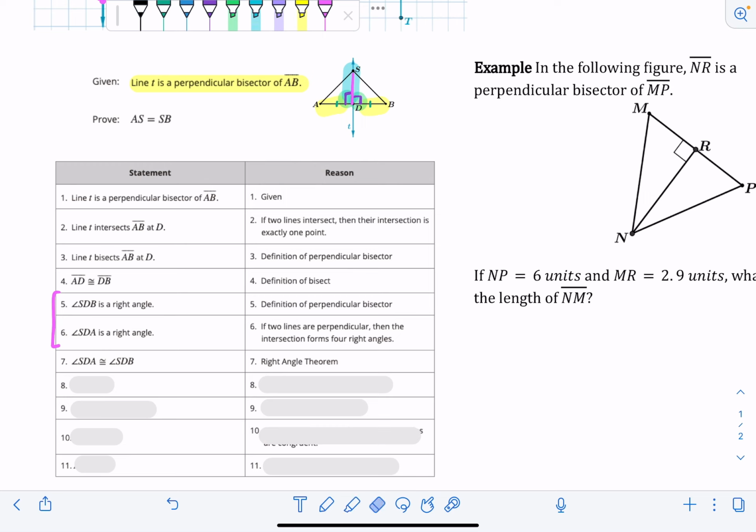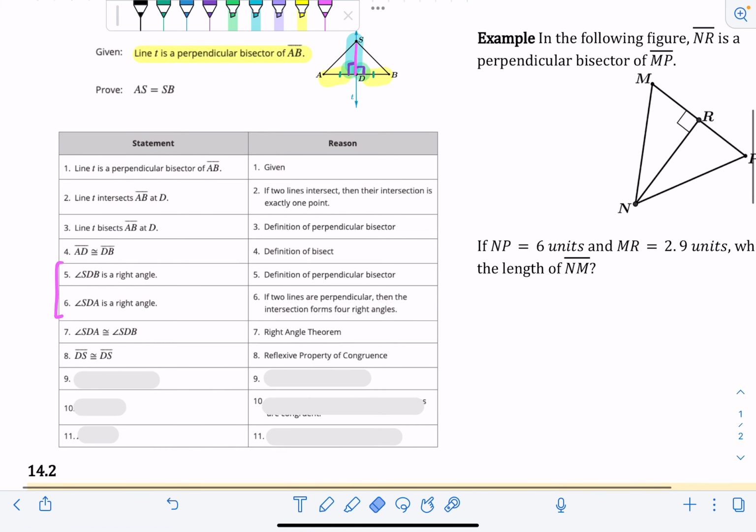So the way that we do that is we say that segment DS is congruent to segment DS. Remember, that's the property where anything is congruent to itself, like looking in a mirror. So it's the reflexive property of congruence. That one feels so silly to have to state, where you're just saying something is congruent to itself, but that's the reflexive property of congruence. And then that's enough information to say that the two triangles are congruent.